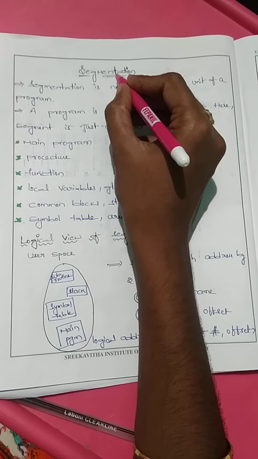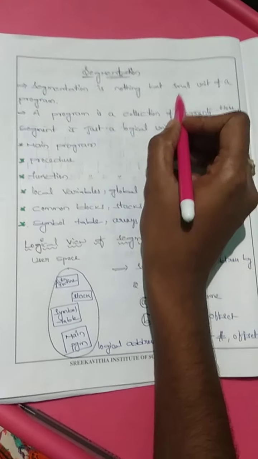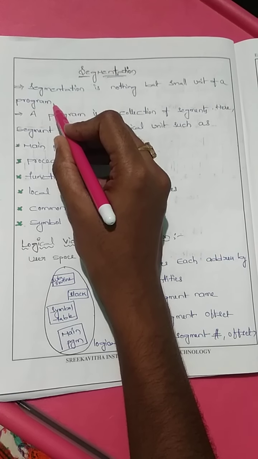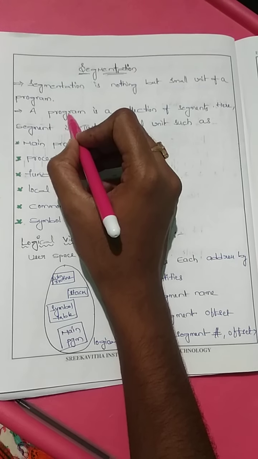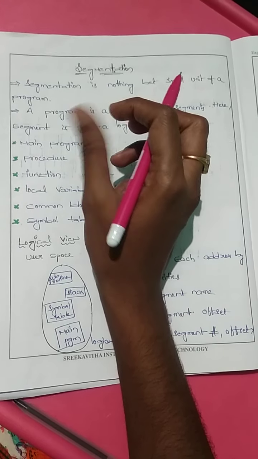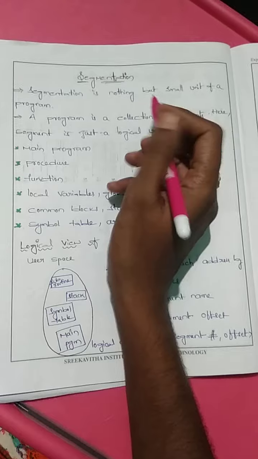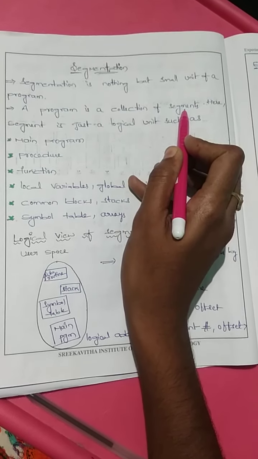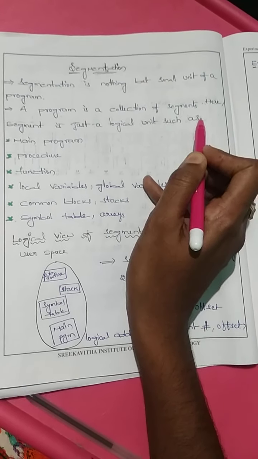Segmentation is nothing but a small unit of a program. Whenever the user writes a program, we have a set of modules, and each and every module we call a segment. So a program is a collection of segments. Here a segment is just a logical unit.